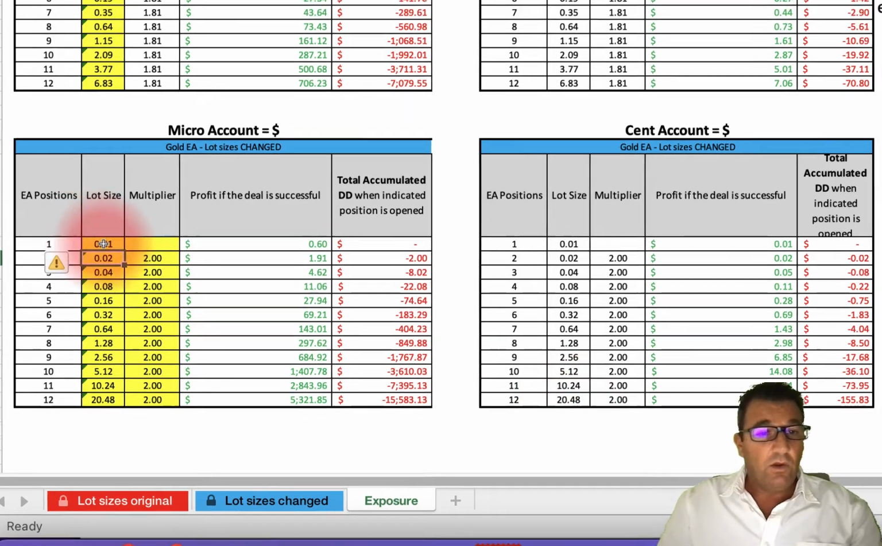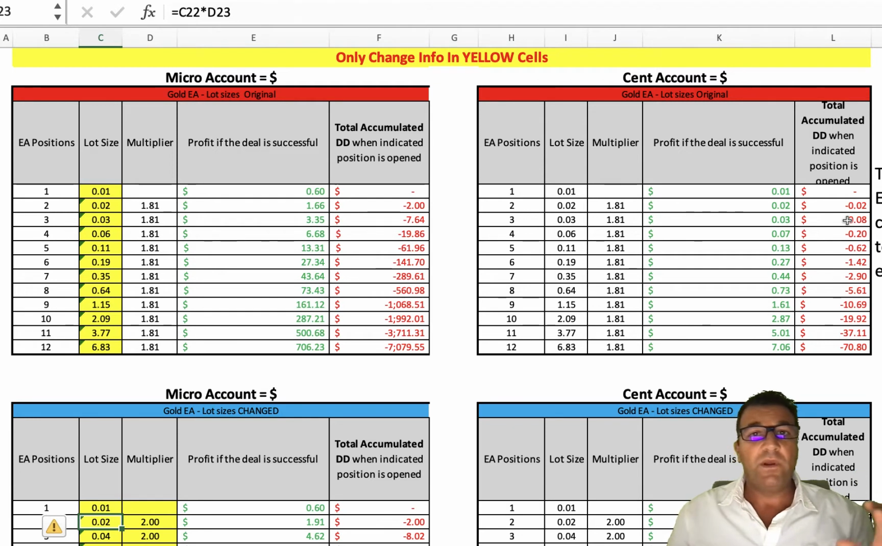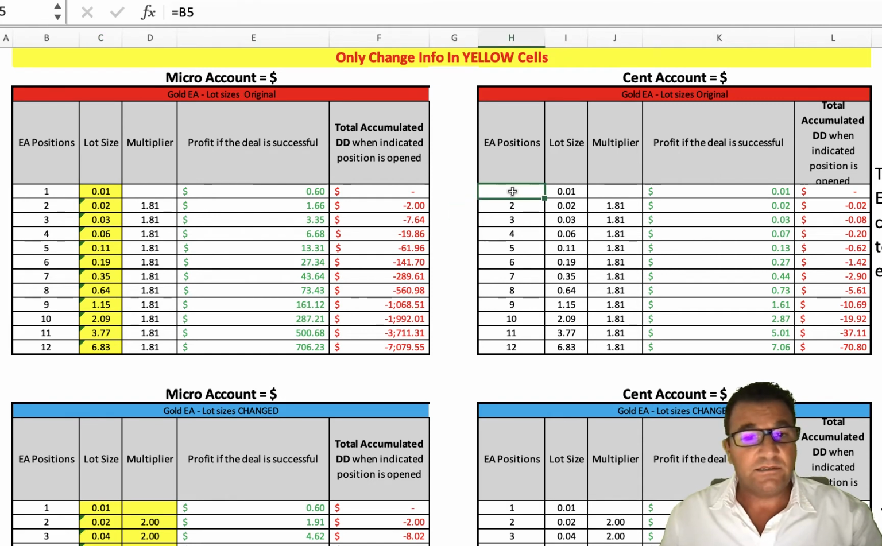Okay, so what you need to be looking at with this calculator is the amount of exposure that you will have when your trades open. This is a cost averaging robot, and the maximum amount of trades that this robot can open at any one time is 12 trades. Let's have a look here. It's 12 trades, not 13. It's 12 trades. Okay, so at level 1, your lot size opens at 0.01.